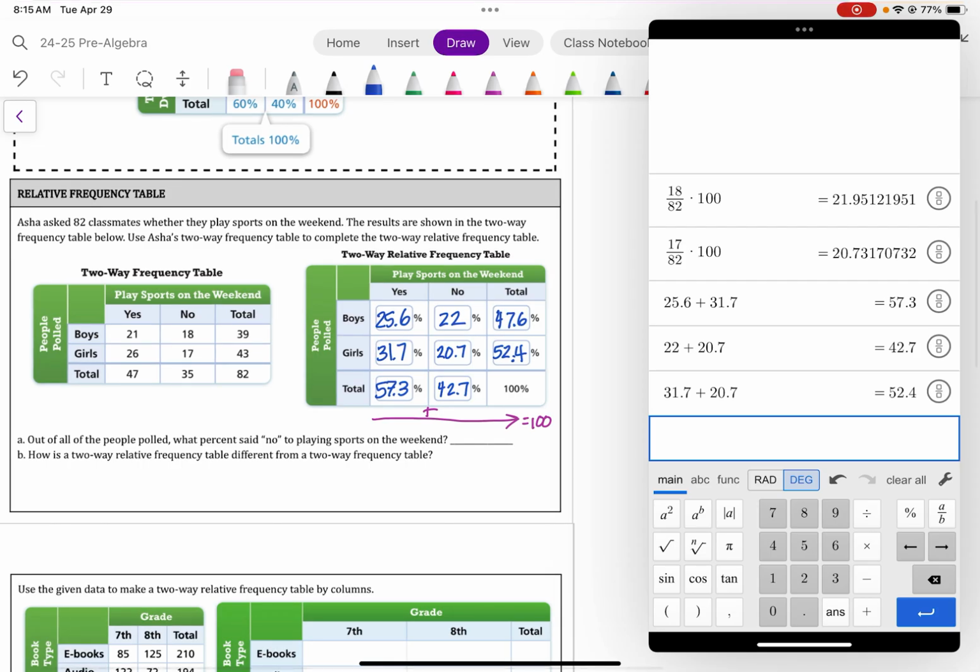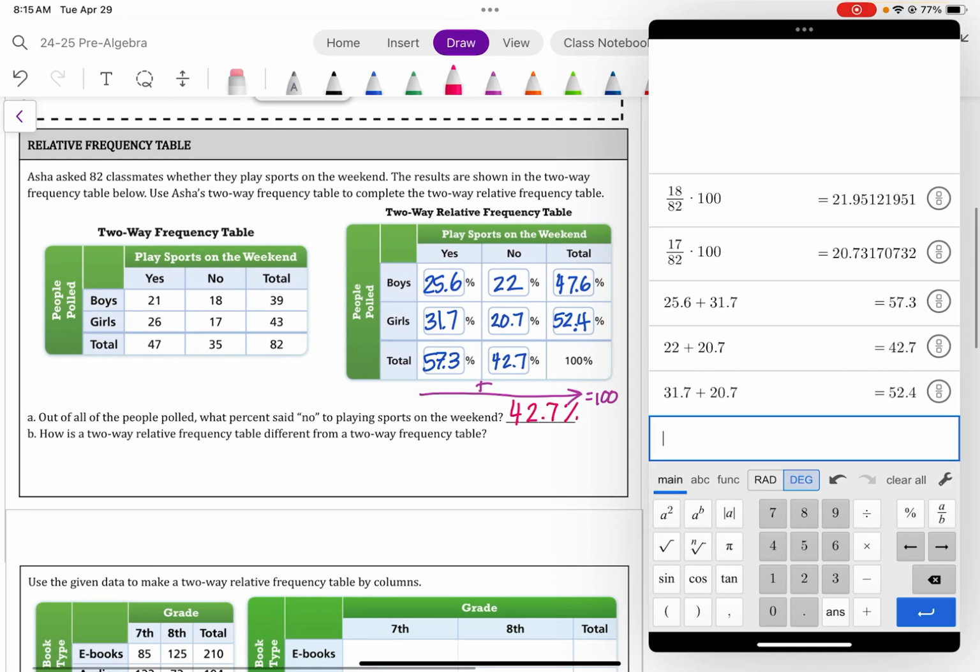Now this says, out of all the people polled, what percent said no to playing sports on the weekends? So the total that said no on the weekends was 42.7%. How is a two-way frequency table different from a two-way relative frequency table? Oh, I missed a word in there. A relative frequency table is different in that relative frequency tables use percentages.